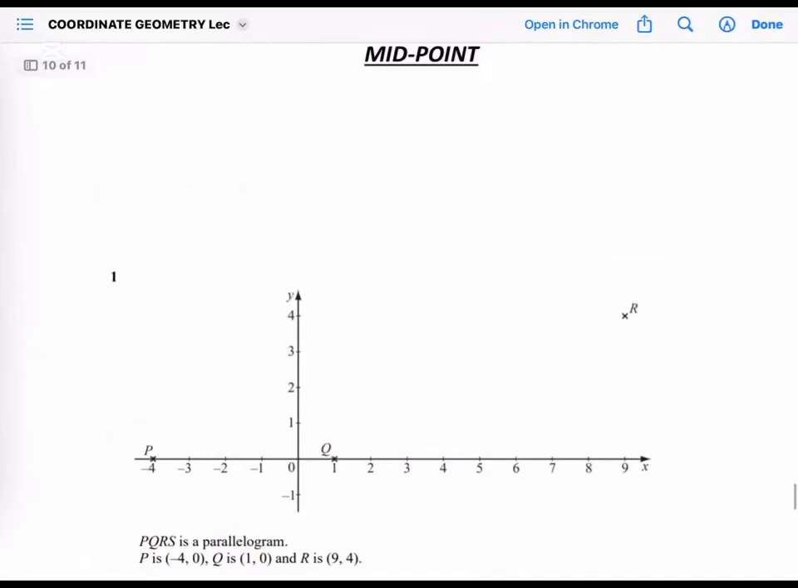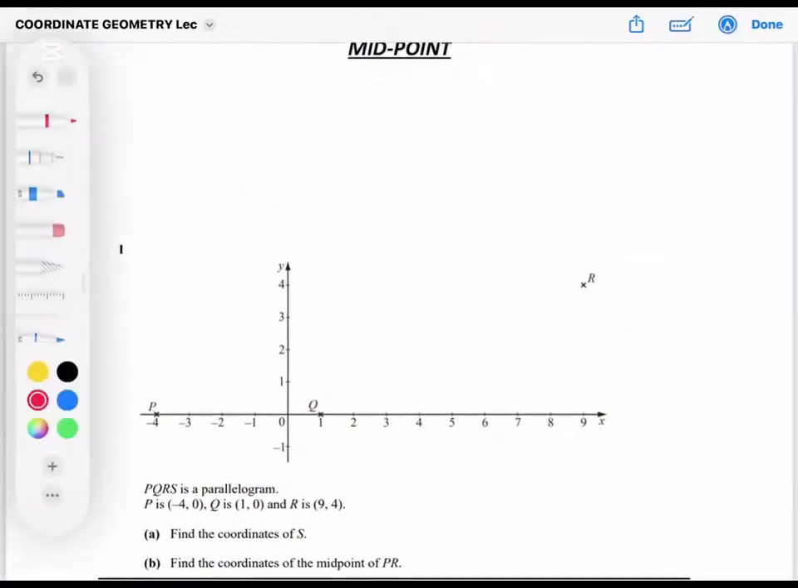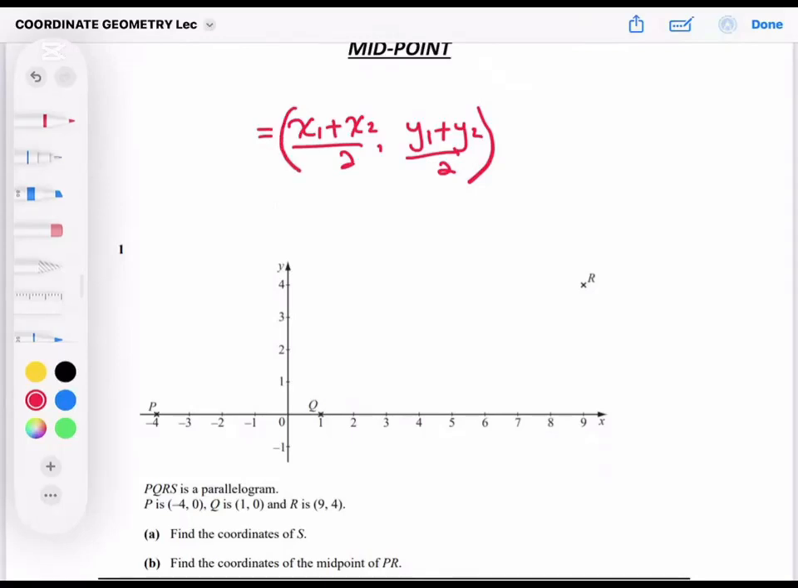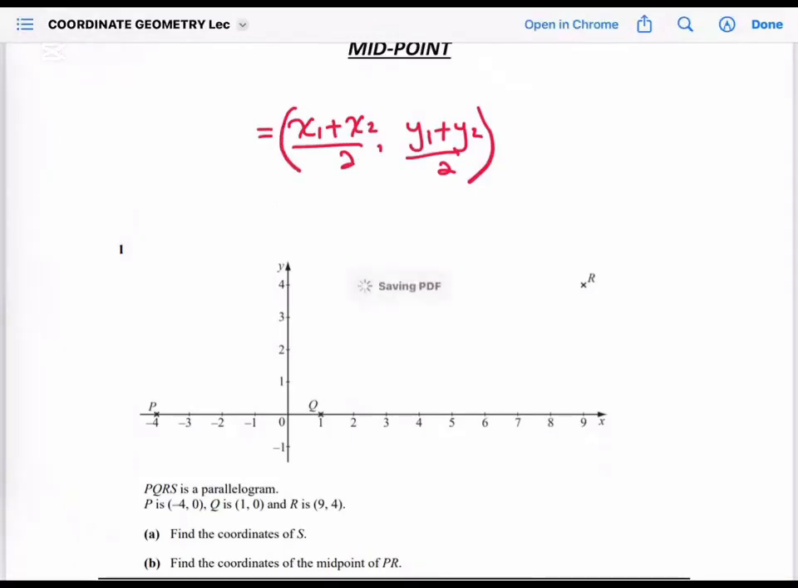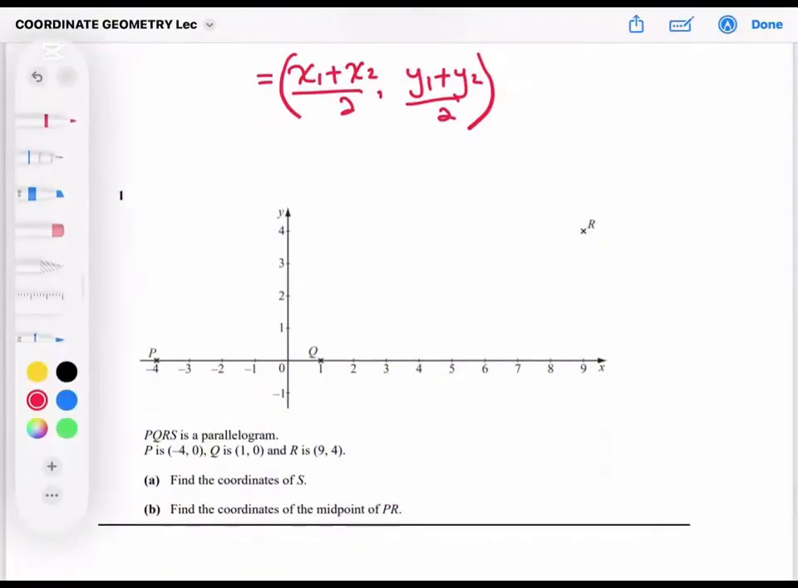Now the last topic of the class is midpoint. I will do it a little bit quickly. So how to find the midpoint value? The formula to find the midpoint is x1 plus x2 divided by 2, comma y1 plus y2 divided by 2. Now we'll see one question, then we end the class, and we will continue this topic later because we have to do more things, like how to find equations.